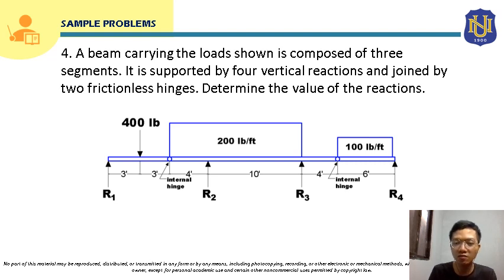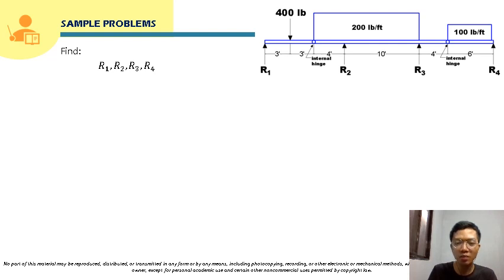Okay, so let's start solving this. For this problem, we are going to solve for the reactions R1, R2, R3, and R4. Obviously, if we consider the free body diagram of the entire structure, there will be 4 unknowns, so we cannot solve this using the free body diagram of the entire structure. So we have to use the method of members here. We can separate the free body diagrams of each segment, and we will start with segment 1.